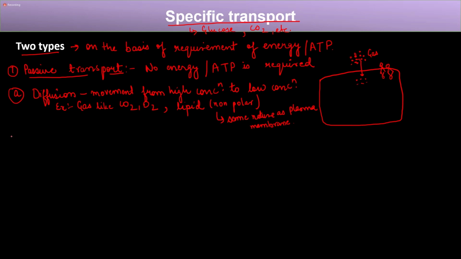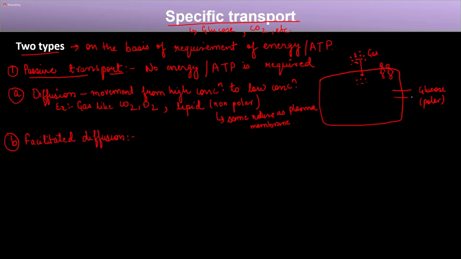Now the second type of passive transport is facilitated diffusion. Now, suppose you have a polar molecule, such as glucose. Glucose is comparatively larger in size and it is also polar, right? This plasma membrane is of non-polar nature, but this glucose molecule is polar. So, how would it pass through this plasma membrane?